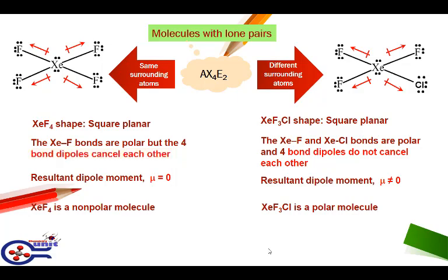For the second molecule, if I change one F here with Cl, the surrounding atoms are not the same, so it has become non-symmetrical in configuration. The Xe-F and Xe-Cl bonds are polar, and the four bond dipoles do not cancel each other. The resultant dipole moment is not equal to zero, so it is a polar molecule.